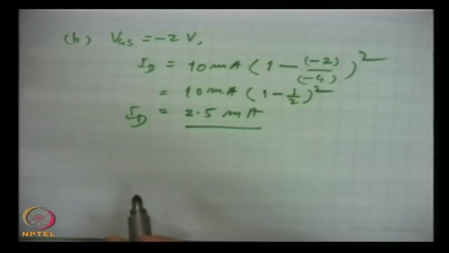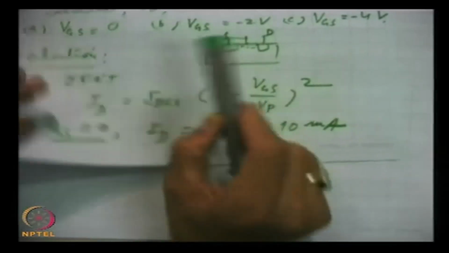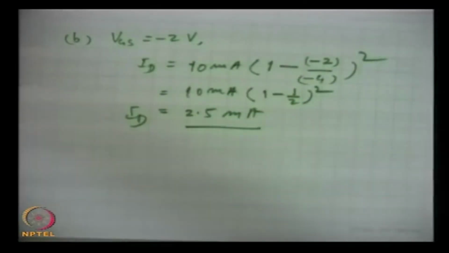So, when the gate was shorted to source, the drain current was 10 milliamperes, and when it is given a voltage of minus 2, the drain current is reduced to 2.5 milliamps.